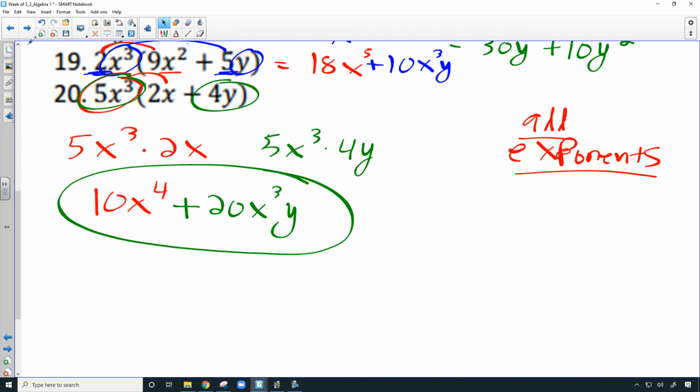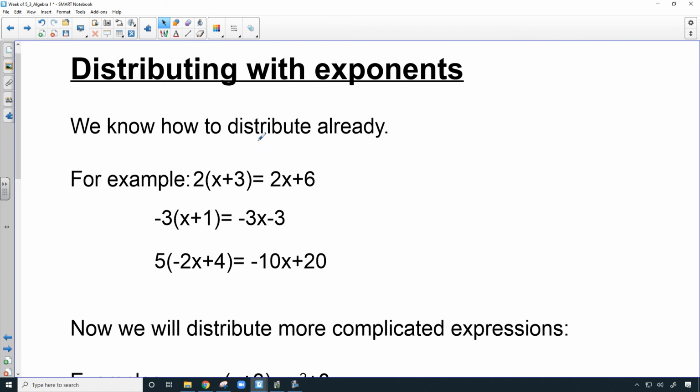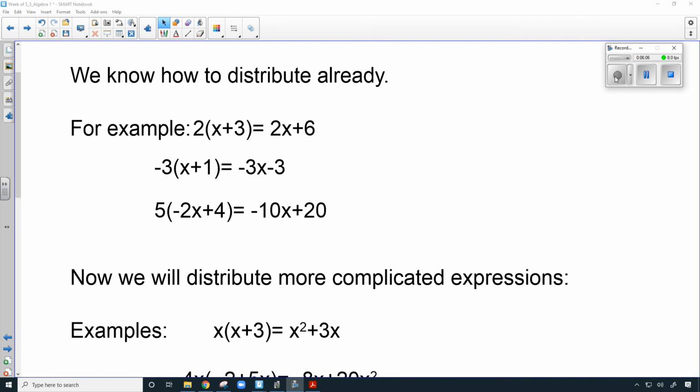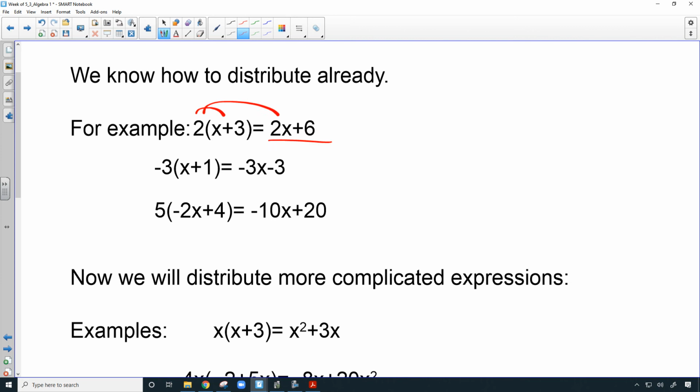Why don't you flip over to the back? Let's see how that goes. So this shows you a little bit of how to distribute with exponents. Take a minute and just read that over. So again, what we're learning is just the distributive property like normal, as we always have done. But we're using exponents now in this.